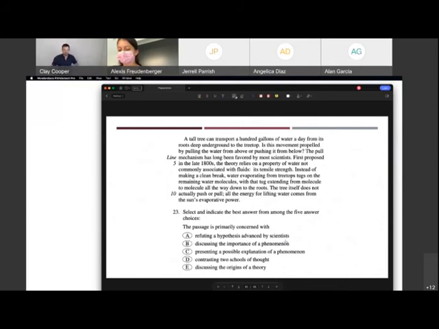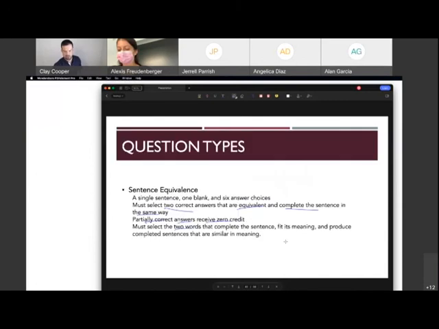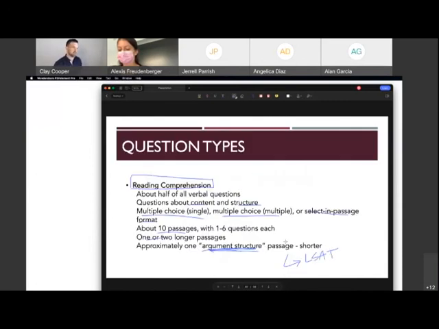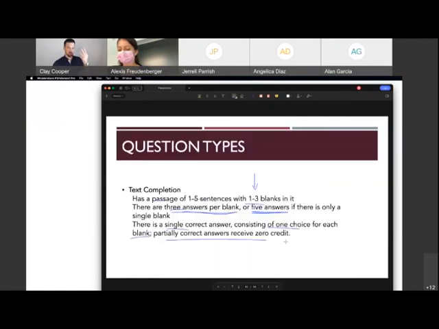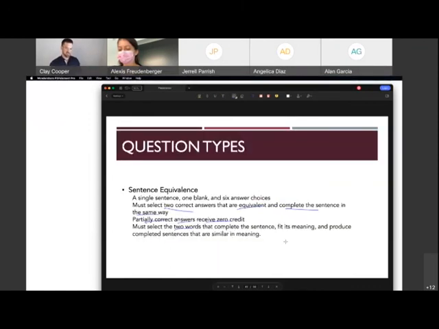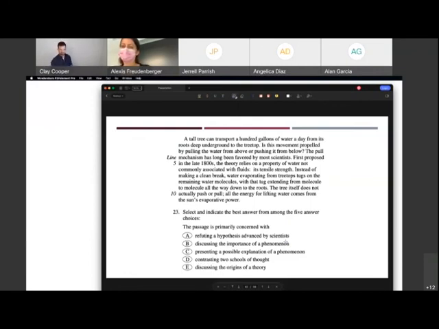So take a look at this. First of all, guys, what sort of question do you think this is, of the 3 we just looked at? We're going to sort them broadly into reading comprehension, sentence equivalence, and text completion. Which one do you think this is? Reading comp, absolutely, you nailed it.